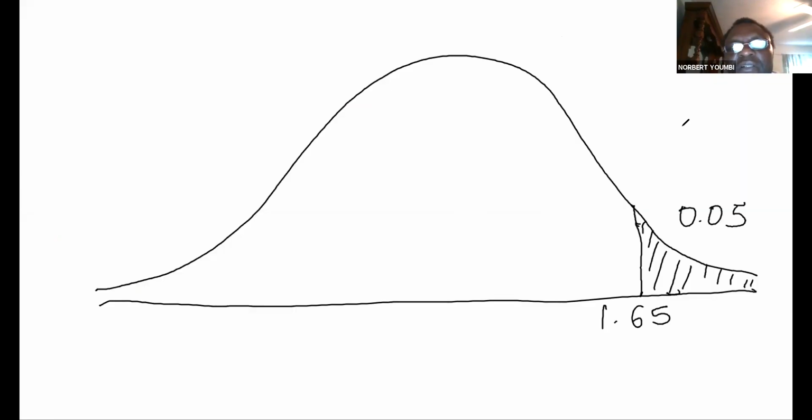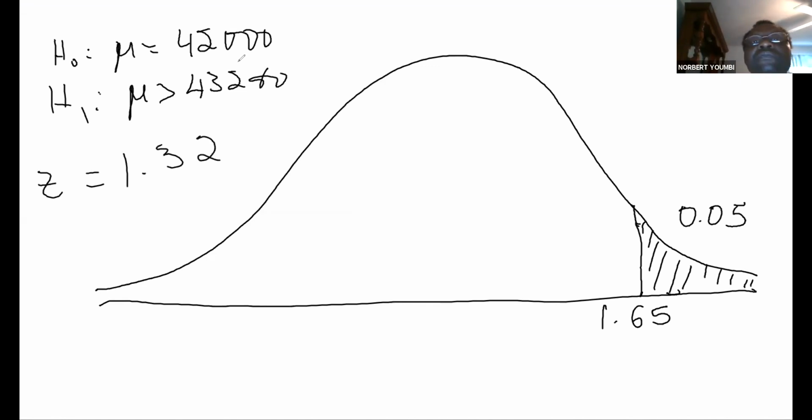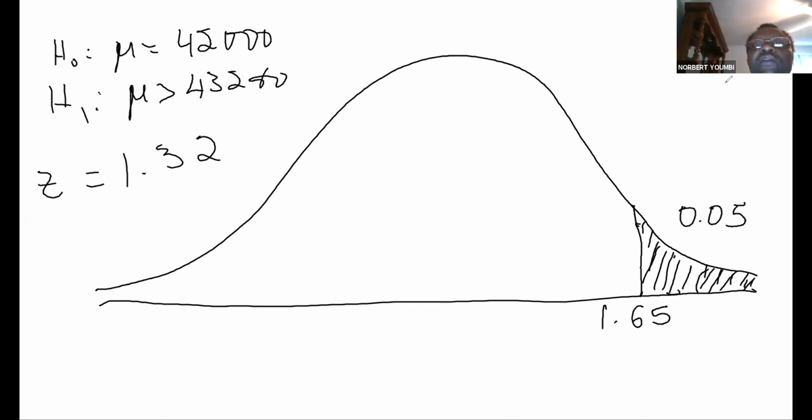First step, state the hypothesis. H0: mu equals 42,000. H1: mu is greater than 42,000. And then the critical value is here. The test value we said was 1.32. So we now check, is this test value in the rejection region or not? What do you think? Is it in the rejection region or not? It's not. It's not in the rejection region. So we do not reject H0.